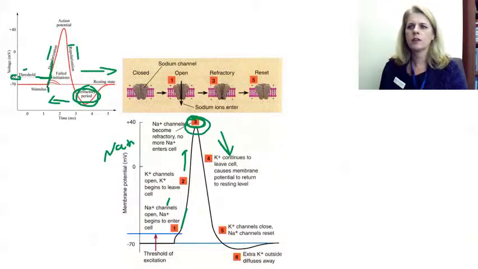By the time you get to the positive 30 to 40 millivolts, the sodium channels stop, no more sodium comes in, your potassium channels are all open, potassium rushes out. They stay open a little bit too long, and you get that hyperpolarization.